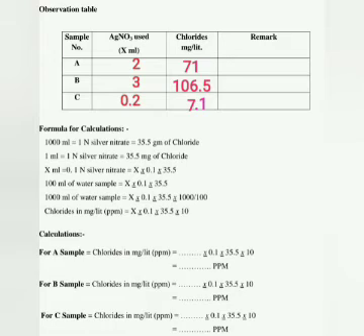So what are the remarks? Let us see. If the values are between 0 to 50, the water is soft. After observing all these values, sample C has a value of 7.1, so it is soft. If the value is between 50 to 100, then it is moderately soft. If it is 100 to 150, then it is moderately hard. It can be used for drinking. So we write here that sample A and B are both moderately soft.